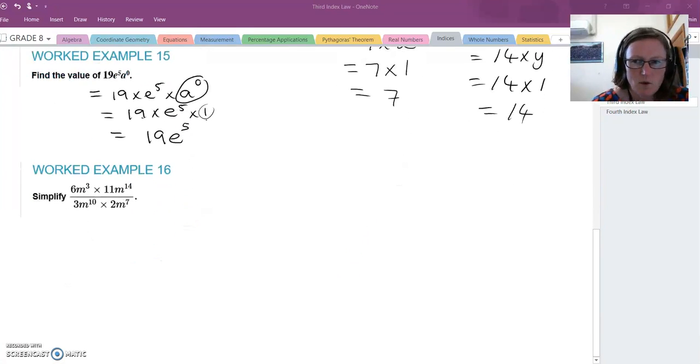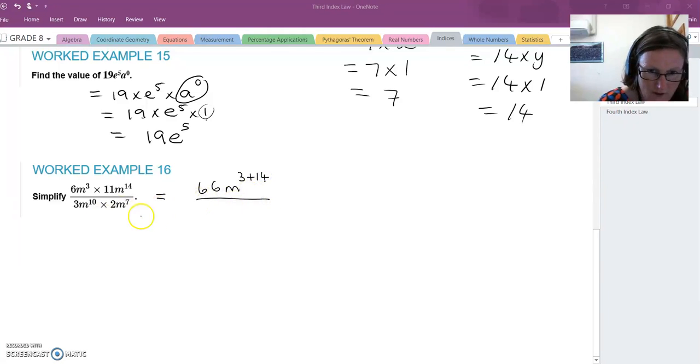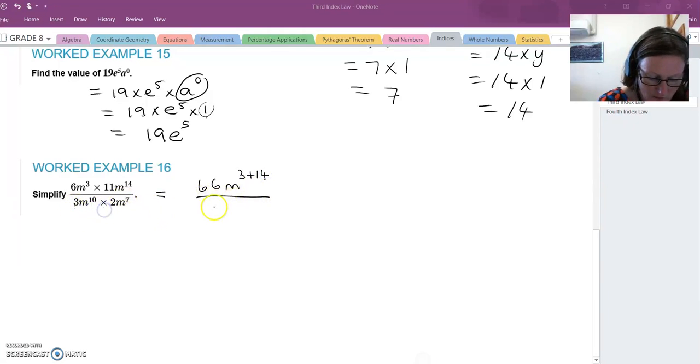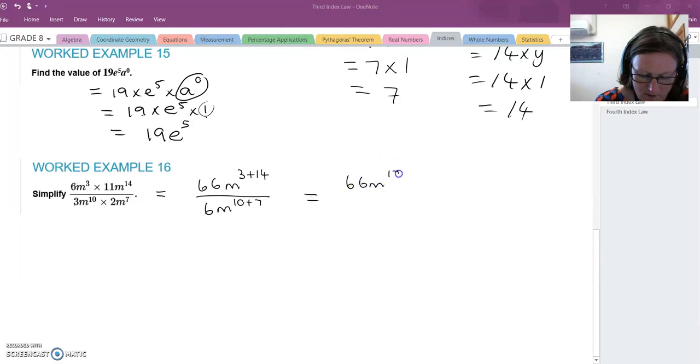Let's look at the last one, a more complex example. Let's look at the top. I'm going to solve the top using index law 1. 6 times 11 is 66, and m to the 3 plus 14. The bottom, again use index law 1. 3 times 2 is 6, and it's m to the 10 plus 7. Looking at the top, that's 66m to the 17. The bottom is 6m to the 17.